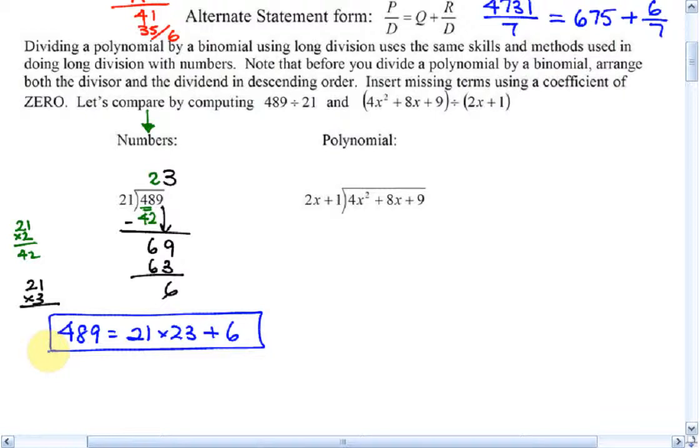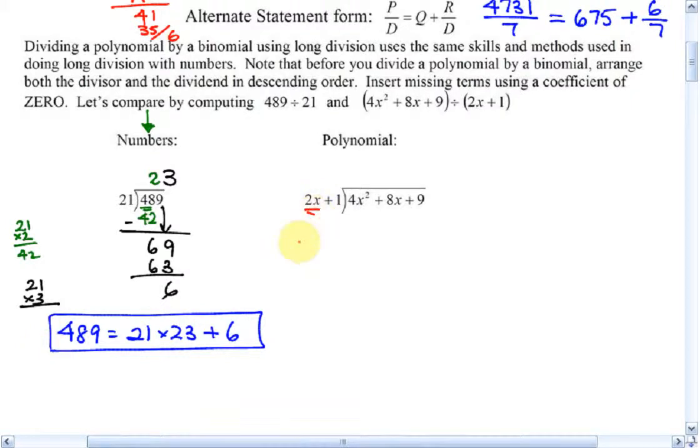All right, ladies and gentlemen, we're going to do the exact same thing now with the polynomial. So listen up here. You see how in the numbers I said 21 goes into 48 how many times? Or when you estimate, you go, 2 goes into 4 how many times? And you say 2. It's the same idea here. So you should be asking yourself this question.